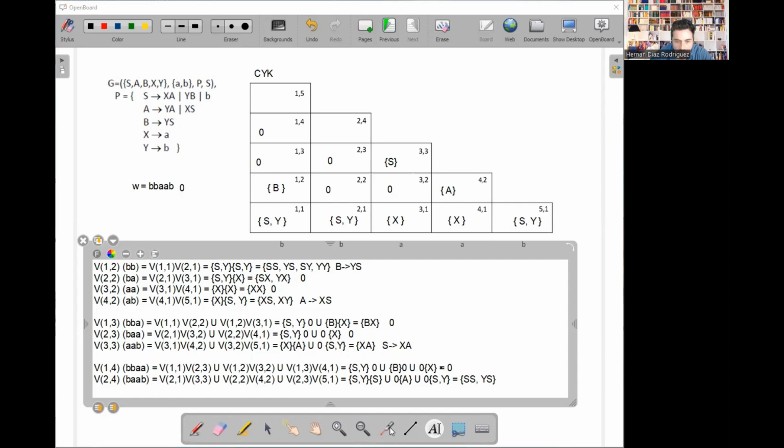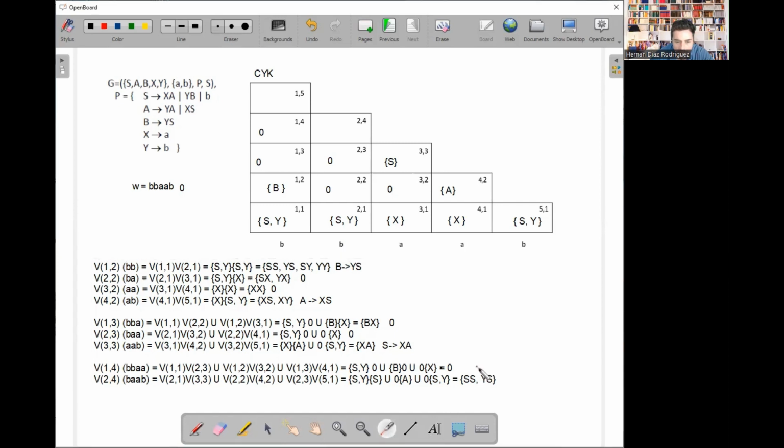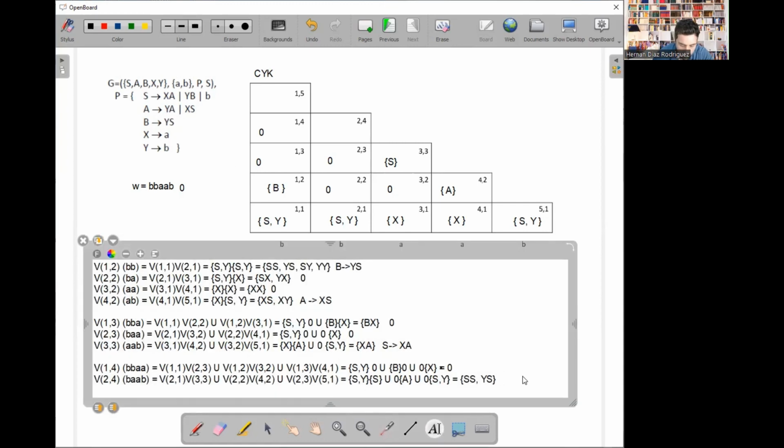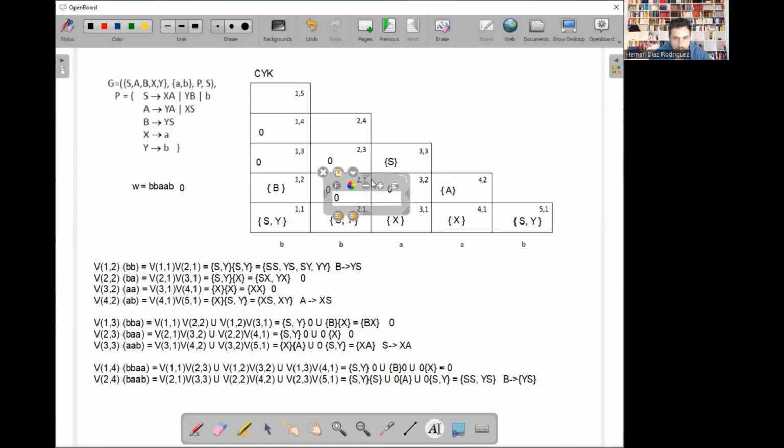And if we look into the grammar, we can see that B can generate YS. So B can generate YS. So here we can generate this chain with YS.